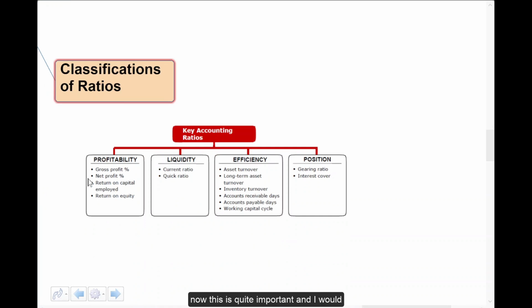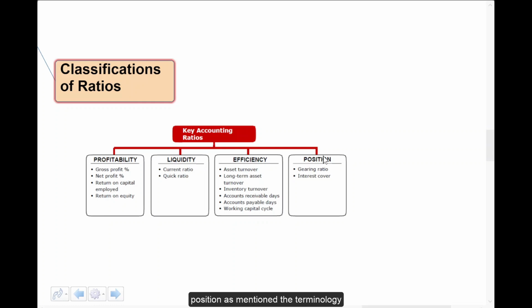And breaking it down into classifications. Now, this is quite important, and I would say if you go online and Google this area or do your research, you'll see terminology differing from place to place and indeed from jurisdiction to jurisdiction. A simple example would be terminology used in the US, in the States, compared to terminology used in the UK. But at the end of the day, for me, certainly there are four main areas when you look at key ratios. There are four areas of importance: profitability, liquidity, efficiency, and position.